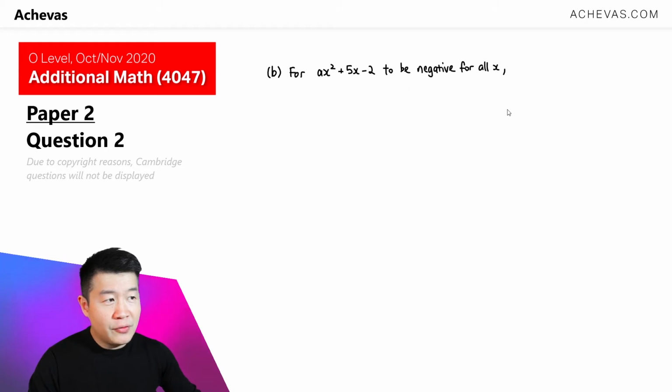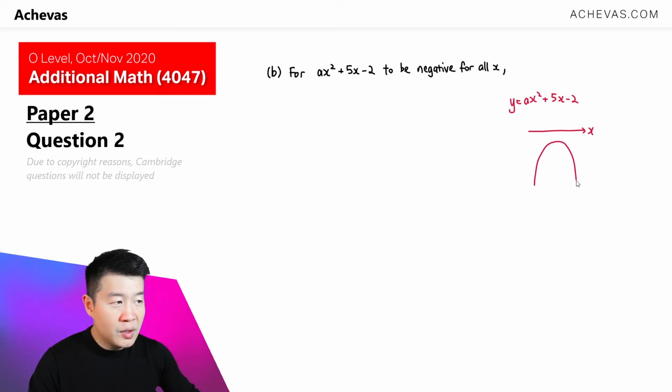If we were to sketch the graph of y is equal to ax squared plus 5x minus 2, for this graph to be such that it is negative for all values of x, this graph must be a sad face that is going to be below the x-axis, so that all the possible values of x will give me y coordinates that are negative. And in order for this to happen, we will need two conditions.